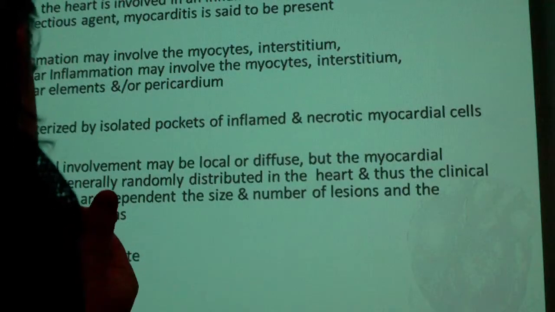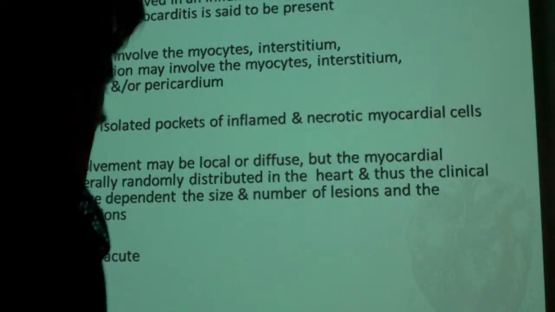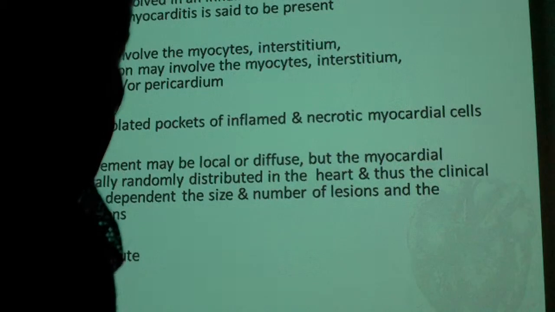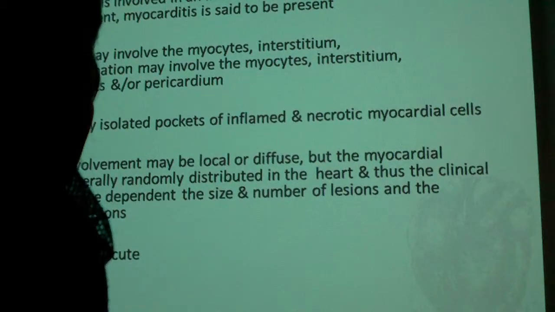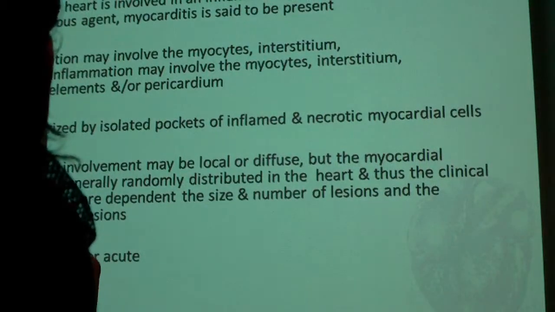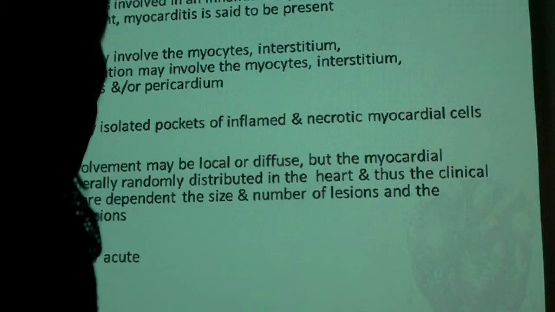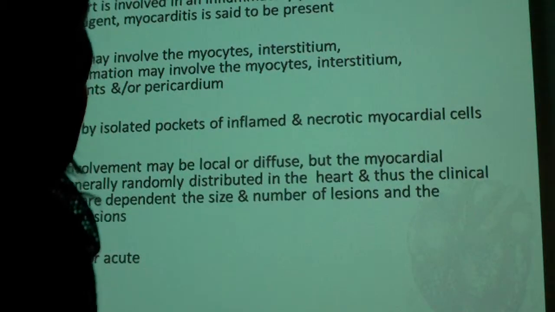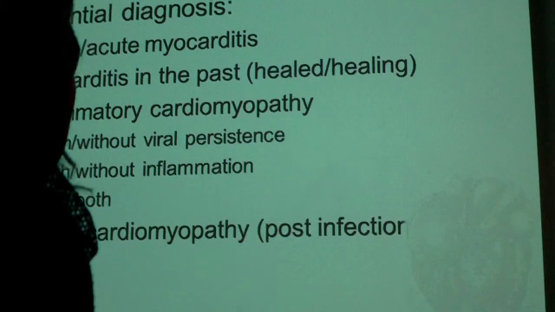One vessel is occluded, you get a specific area, but these inflammatory cells may be throughout the heart, and depending on where the inflamed cells are, where the eventual myocardial necrosis happens, that also depends on the clinical picture of these patients. So it may be diffuse, it may be local, and it may also be chronic or acute. So that makes it very difficult for us.